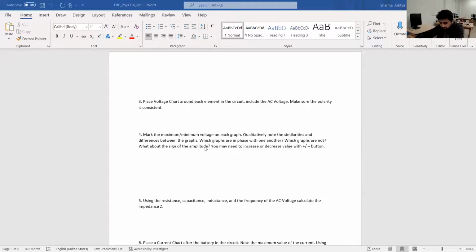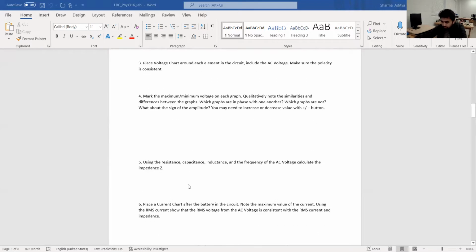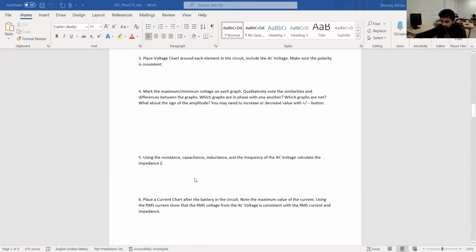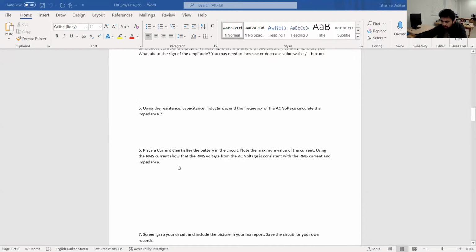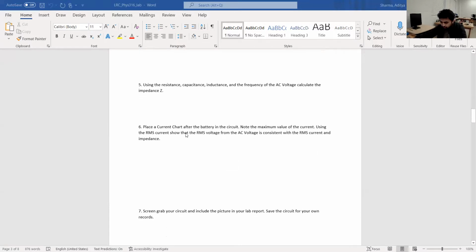Now once you do that, find the maximum minimum voltage in each graph, qualitatively notice the similarities and differences, which graphs are in phase and which graphs are not, and then you calculate the impedance and place a current chart after the voltage charts and maximum value of current. And then you need to prove this.